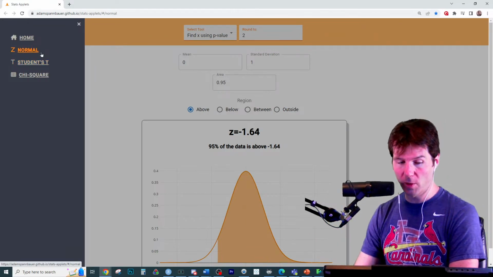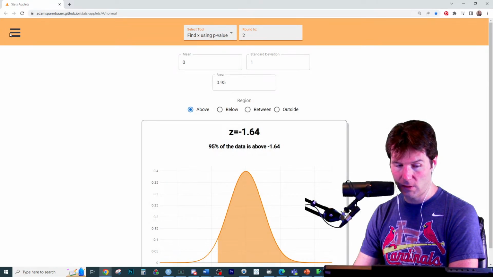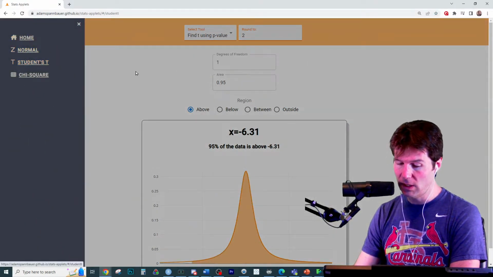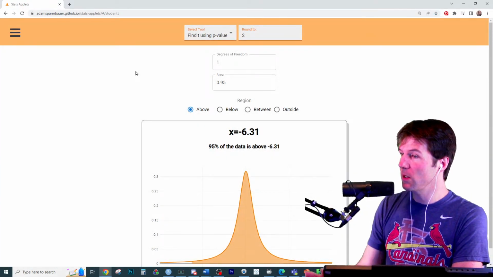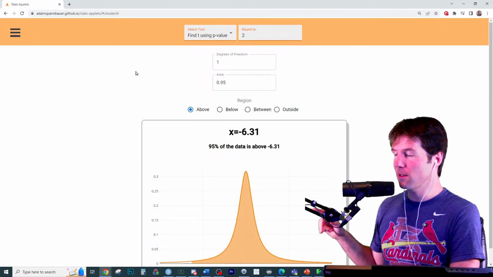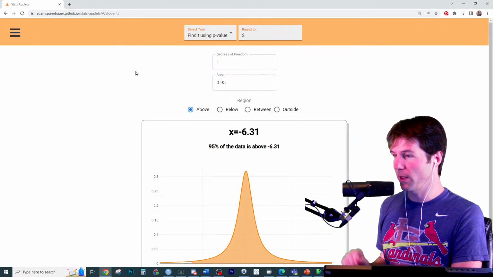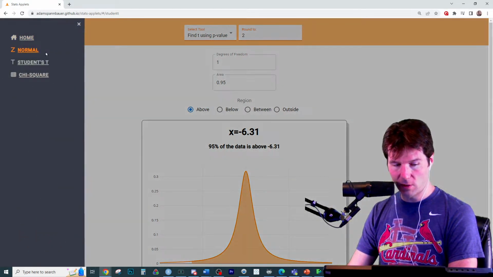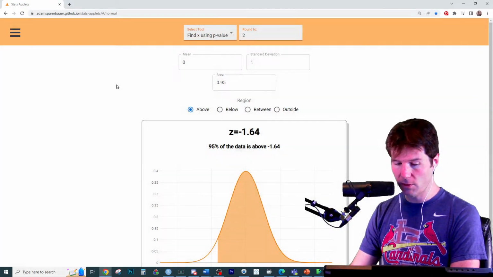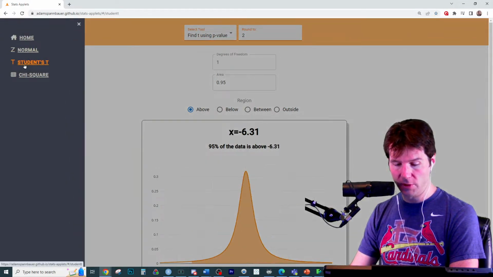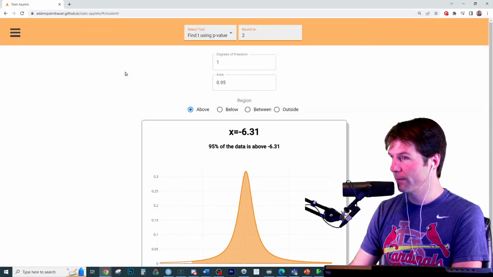This is currently the normal curve. This is the student t. Now, here's what the t looks like. Does this look exactly like your normal curve? Yes or no? There's the normal curve. Here's the student t. Does it look exactly like the normal curve?